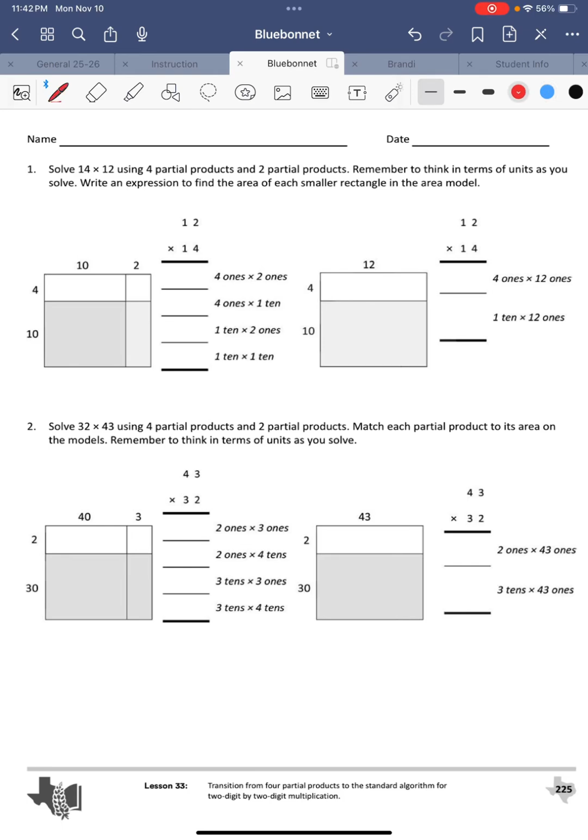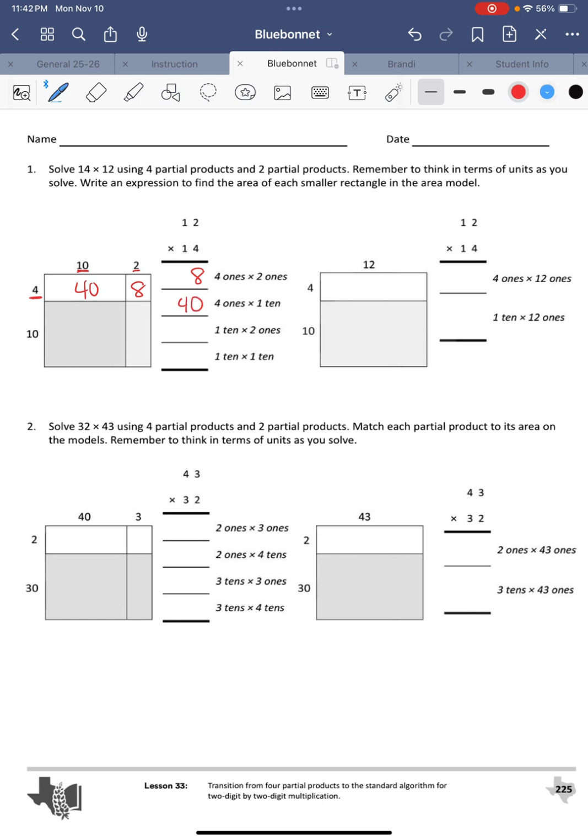Okay, we are doing our problem set on page 225, looking at number 1, solving 14 times 12. On the left, we're doing 4 partial products, and on the right, we're going to do 2. To start off, we're going to do our 4 ones times 2 ones, and we get 8 ones. Then I'm going to do my 4 ones times 10 ones, and I'm going to get 40.